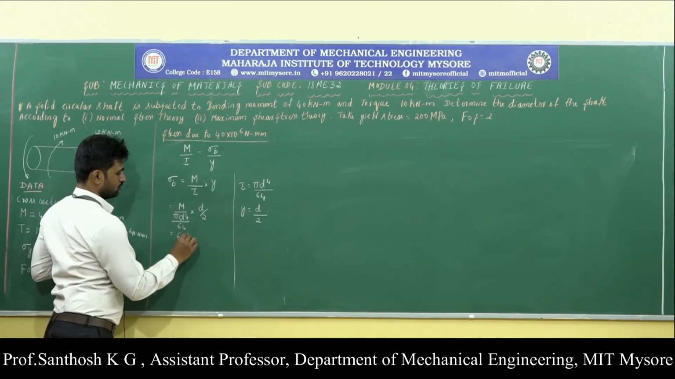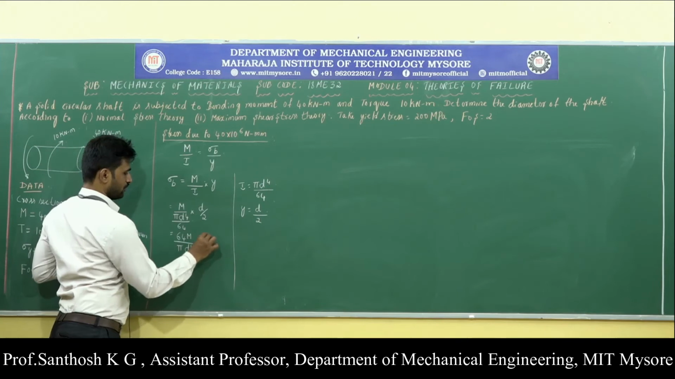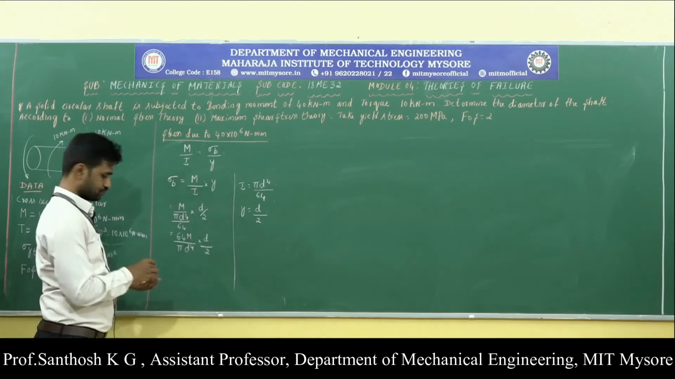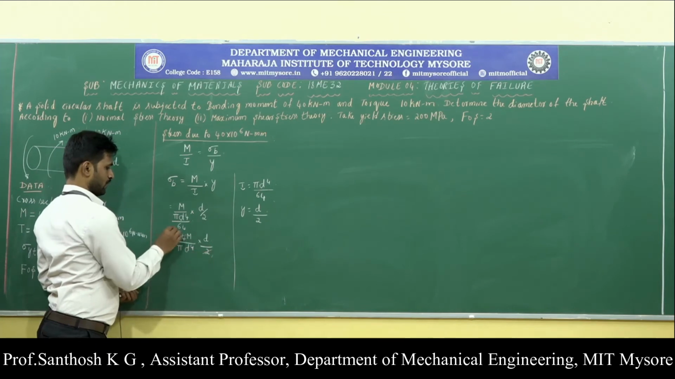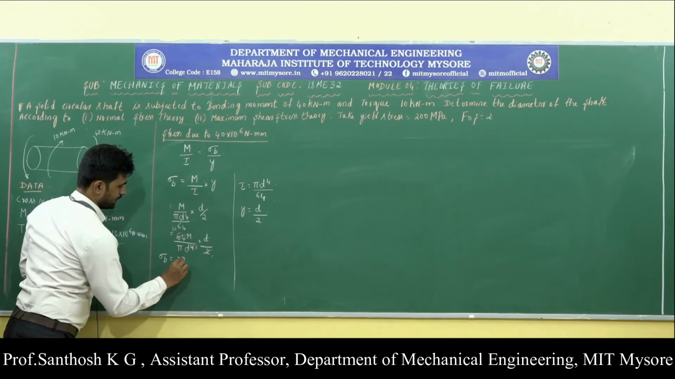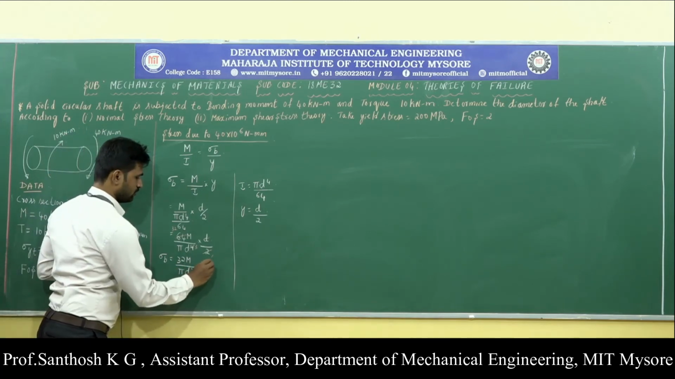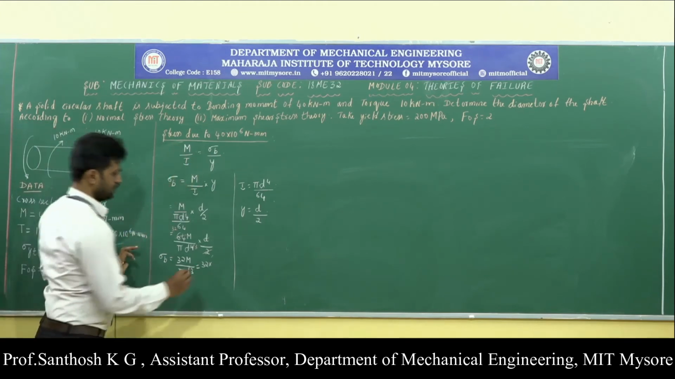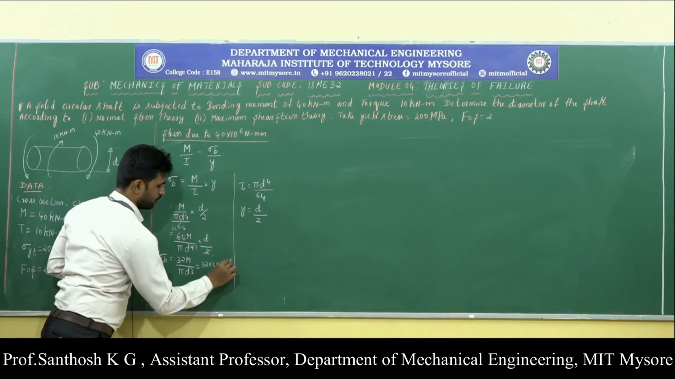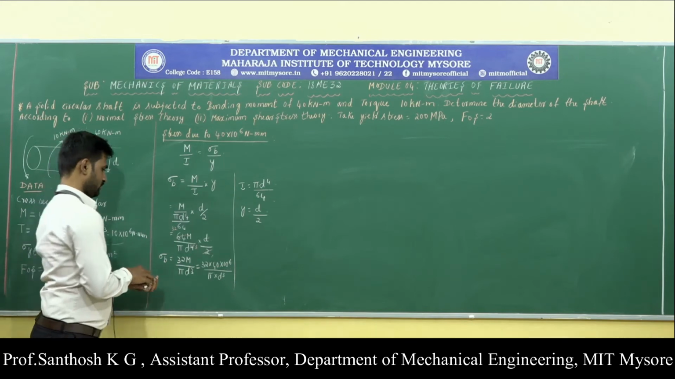So, this will be equal to 64 times M divided by pi into d to the power of 4 into d divided by 2. So, 2 ones are 2 and it is 32, one d will cancel out. Therefore, sigma B will be equal to 32M divided by pi into d cube. So, this equals 32 into the value of M, which is 40 into 10 to the power of 6, divided by pi times d to the power of 3.